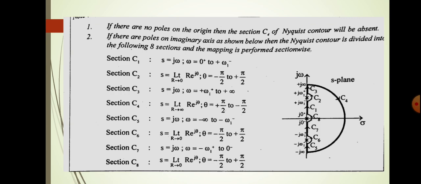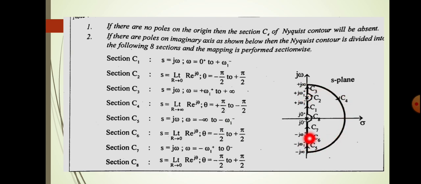Similarly, when there are different poles on the imaginary axis, which is shown here. Here there is a cross mark which indicates a pole, there is another cross mark which indicates another pole, and there is another cross mark that indicates another pole. So we have to eliminate all these poles when we are choosing the Nyquist contour. So we will take the contour like this.